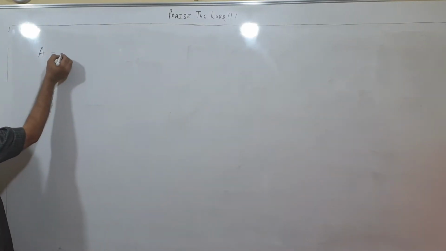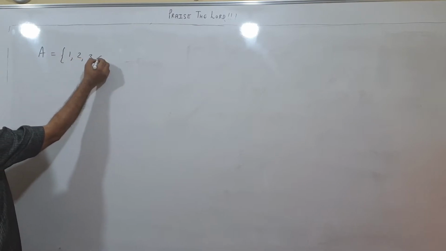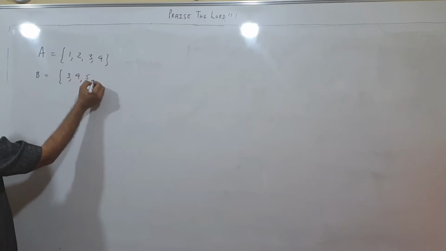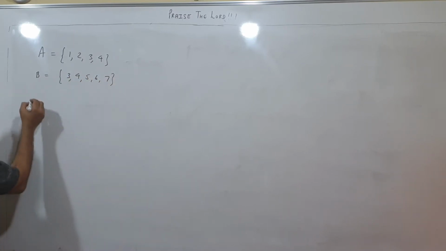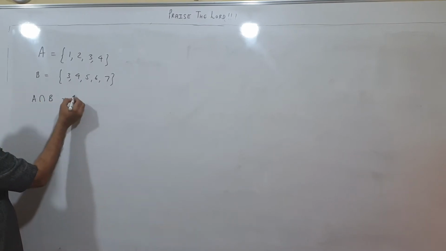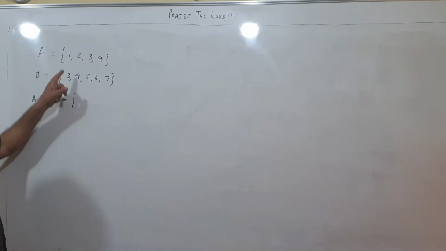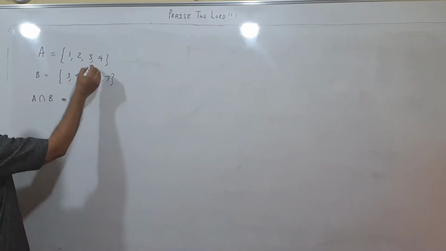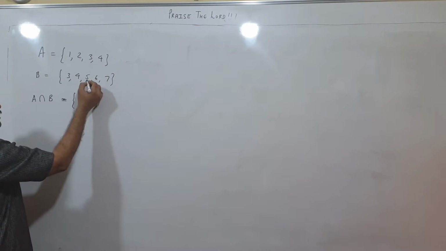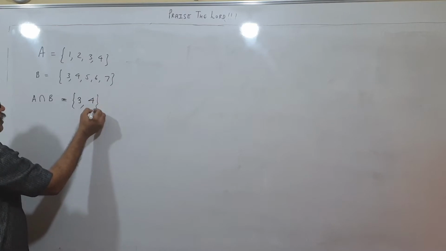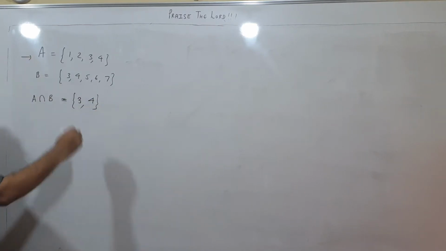Let me think. A is, supposing, {1, 2, 3, 4}, and B is {3, 4, 5, 6, 7}. So what will be A intersection B? This will be the symbol for intersection. Intersection means I have to take common elements. 1 is here but not here, I cannot write 1. 2 is here but not here, I cannot write it. 3 is present in both, so 3. 4 is present in both, so 4. 5 is here but not here. 6 is here but not here. 7 is here, not here. 3 and 4. Only these two elements come in the set A intersection B.